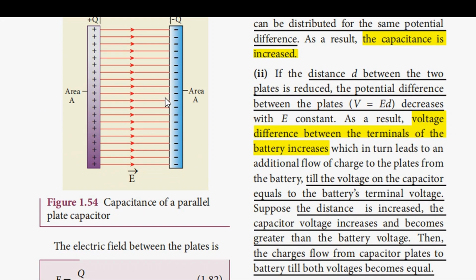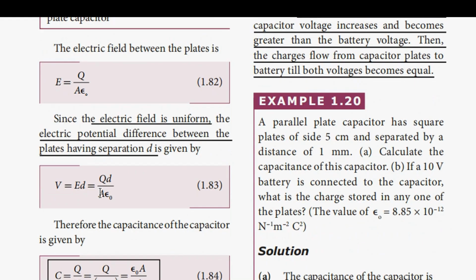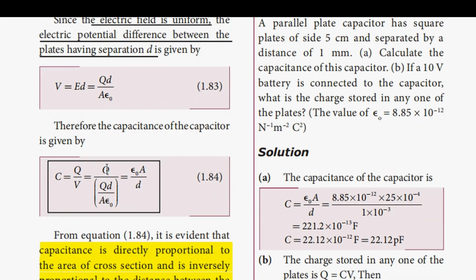So here is the capacitance of a parallel plate capacitor. So what will be the electric field between the plates? That is going to be E equal to Q by epsilon naught A. Since the electric field is uniform, the electric potential difference between the plates having a separation d is given by V equal to Ed, that's equal to Qd by epsilon naught A. Therefore, the capacitance of a capacitor is given by C equal to Q by V or Q by Qd by epsilon naught A, and that's given by epsilon naught A by d.